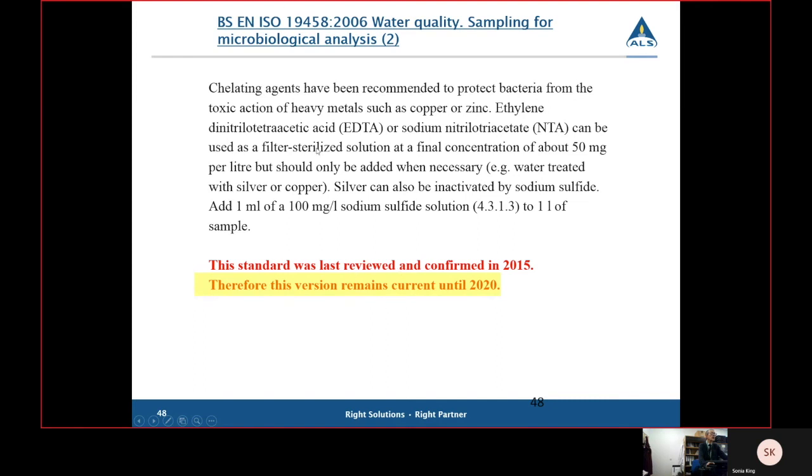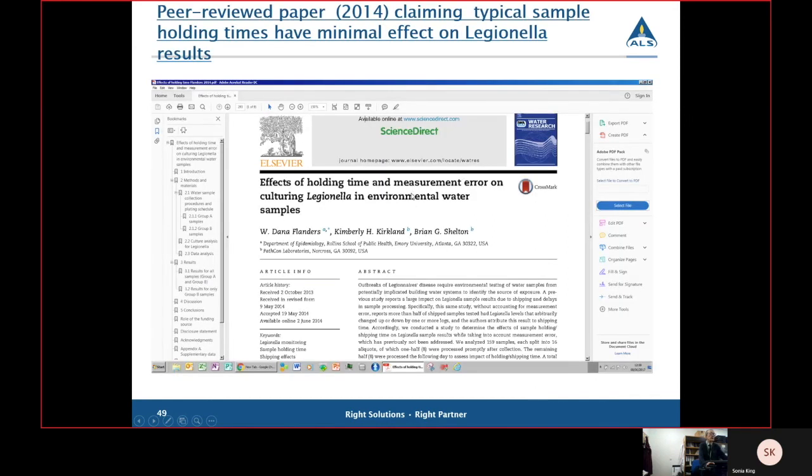This standard here, again, as I say, has still got these statements that have been in here that aren't necessarily true, and this will remain current until at least 2020. This is an interesting paper here on effects of holding time and measurement error on culturing Legionella in environmental water samples. I would suggest you try and, if you can get hold of a copy of it, I don't think you can get it off the web. It's behind a pay barrier, but it is quite interesting.